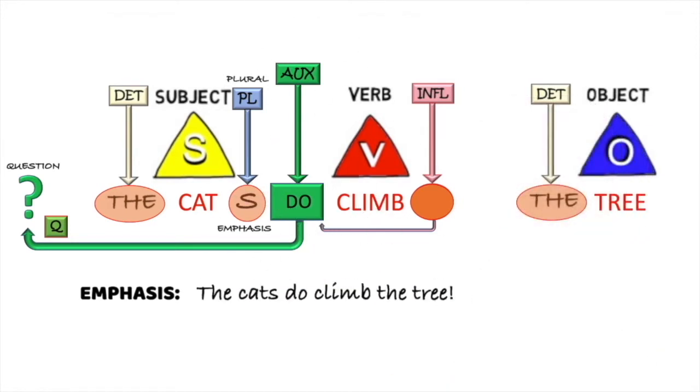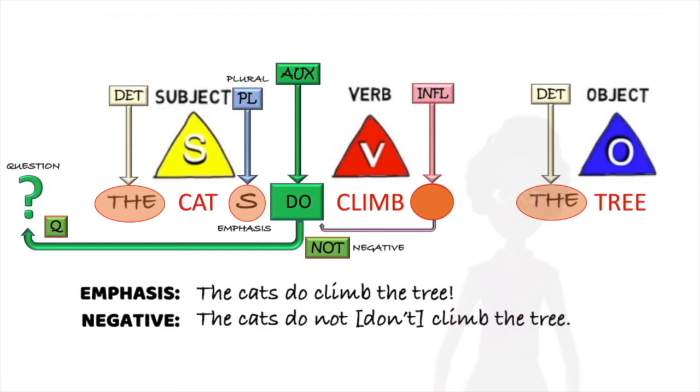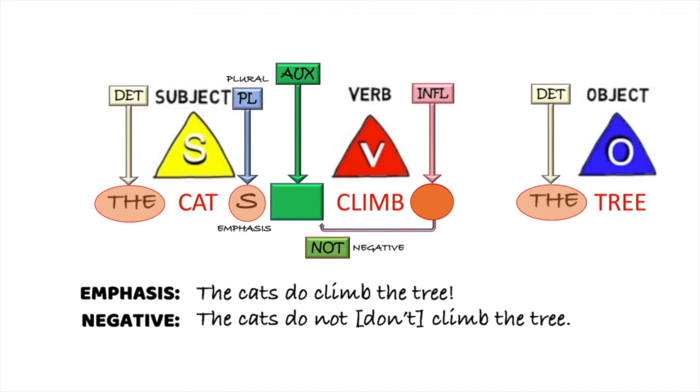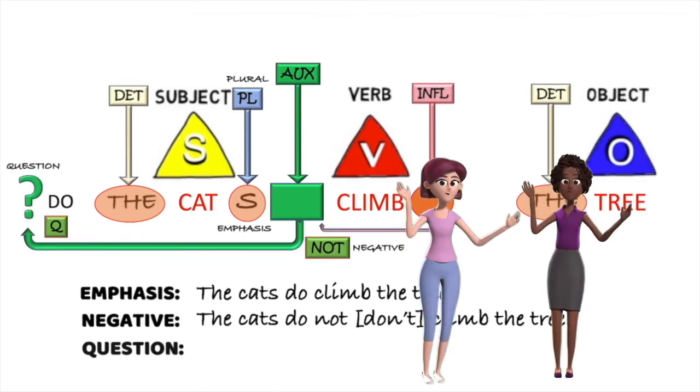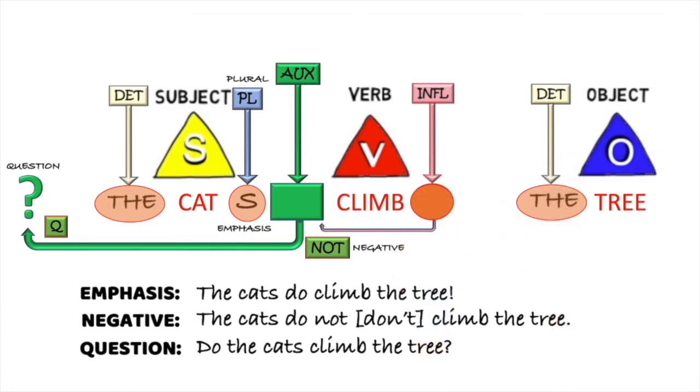And the negative form would be, The cats don't climb the tree. Good. And the question, Do the cats climb the tree? Exactly. And if we want to talk about cats in general, we can take out the and just say cats climb the tree. So we get cats do climb the tree, for emphasis, and cats don't climb the tree, for negative, and do cats climb the tree, for the question.